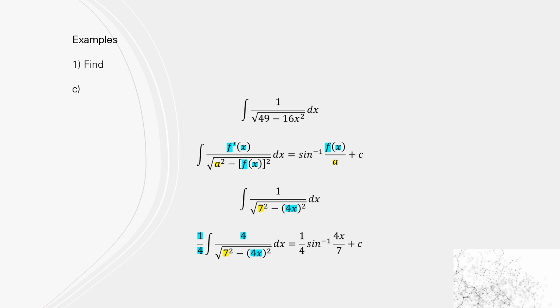So if I need a 4 on the top, I need to put a quarter out the front. So I get a quarter, 4 over the square root of 7 squared minus 4x all squared. So that becomes a quarter sine minus 1 of 4x over 7 plus c. That's my integral.